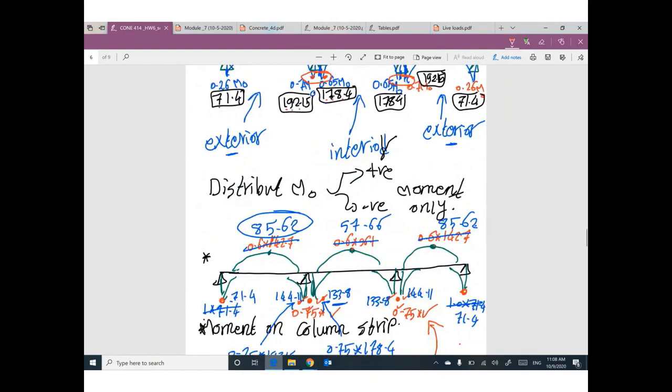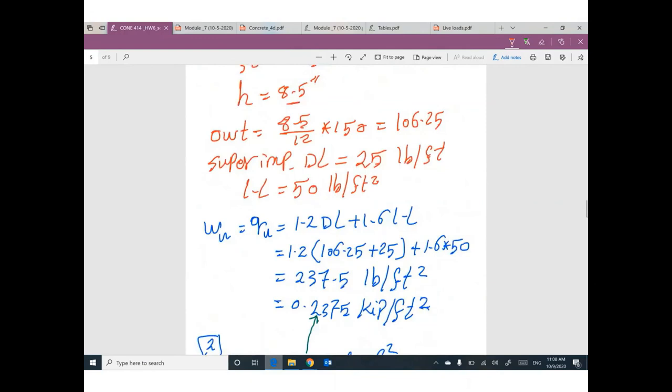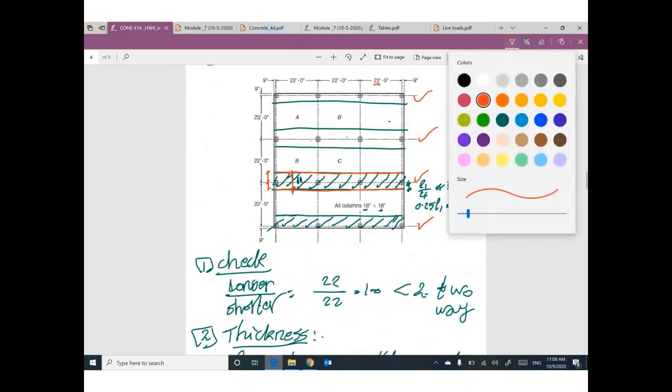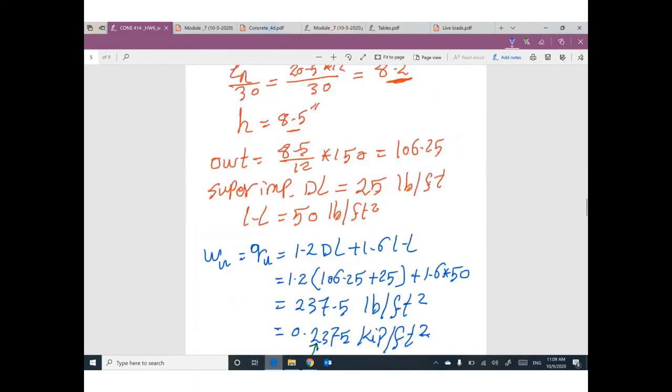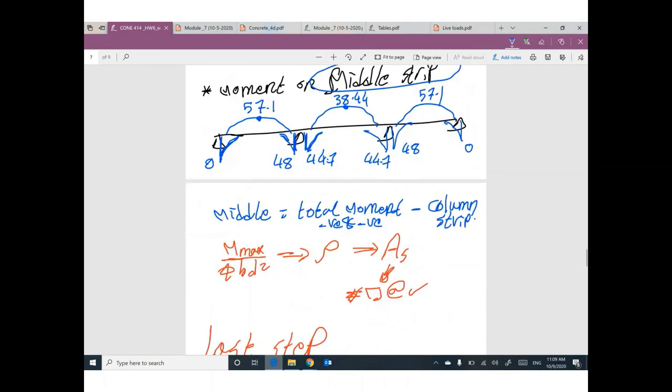We have middle strip in between, this one. This middle strip, how much the width, you can figure it out. 5.5 from this one, 5.5 from this one, so the remaining one will be 11, I think. Anyway, the steel reinforcement in this strip will be the design reinforcement for middle strip.